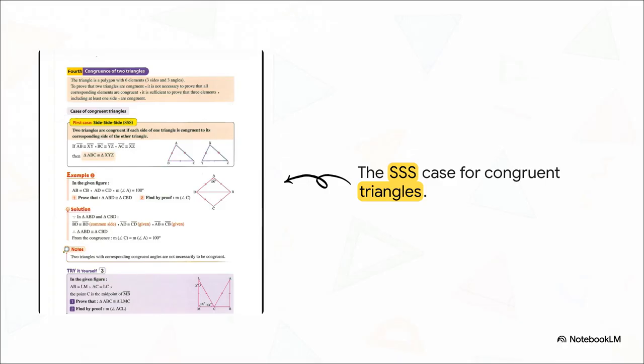This brings us to our very first shortcut for congruent triangles, side, side, side, or SSS for short. The rule is beautifully simple. It states that two triangles are congruent if each side of one triangle is congruent to its corresponding side on the other triangle.